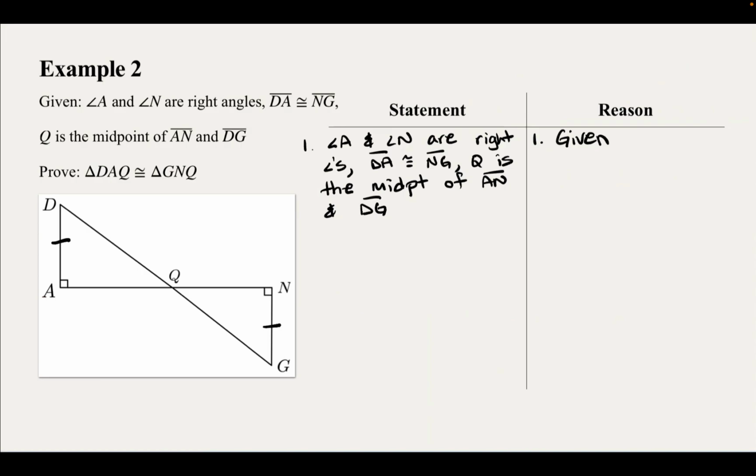We already have 1 pair of congruent sides. We need 2 more, and I'm going to get it by using the fact that Q is the midpoint of AN and DG. If Q is the midpoint of AN, that means AQ and QN are congruent. That is by the definition of a midpoint.